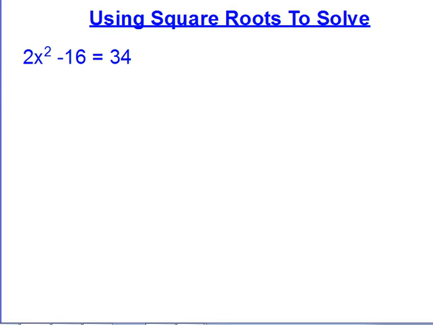Because this is actually simpler than it looks. If I want you to solve, I want you to get x by itself. So that means you need to do what? Get rid of stuff, right? You need to undo what's being done. So in this case, Alexis told me to add 16. Is that right? If I add 16, I would be left with 2x squared is equal to 50. You with me on that? And then now what? Divide by 2.